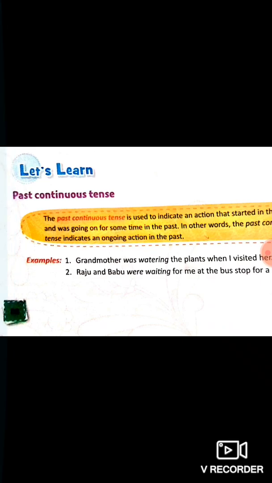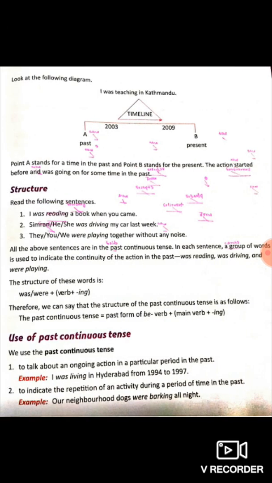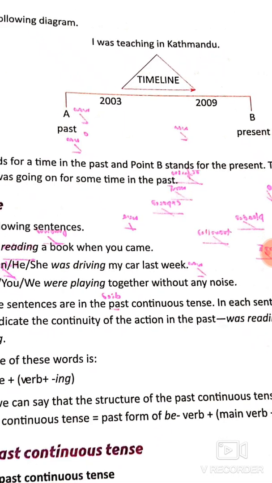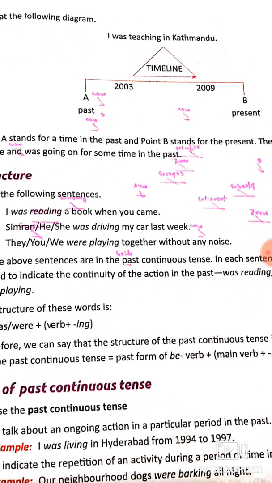Now, let's learn the structure of sentences in the past continuous tense. If you see this timeline given here, I was teaching in Kathmandu. The timeline talks here about 2003 and 2009. So when I say I was teaching in Kathmandu, it obviously means that this was an action that I continued in the past, which is shown here by 2003 to 2009. The action of teaching in Kathmandu continued from 2003 to 2009. That was a past action and does not continue anymore at present.